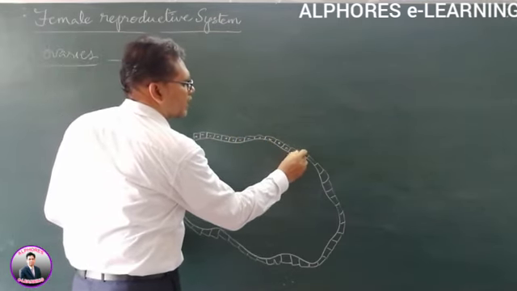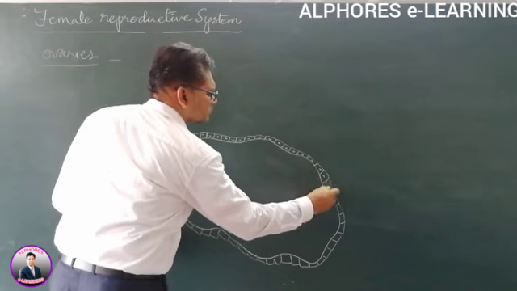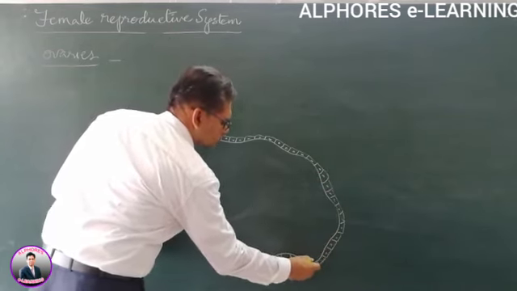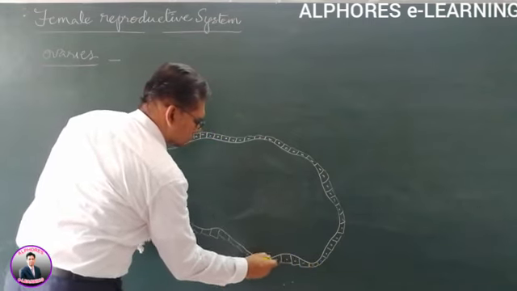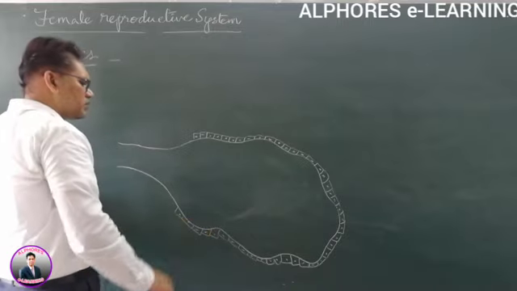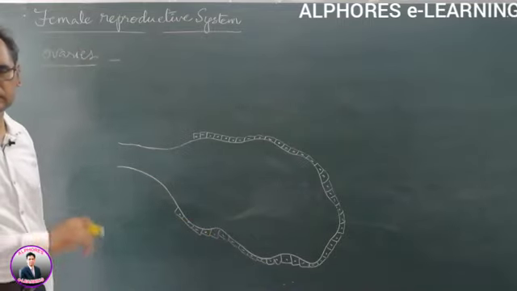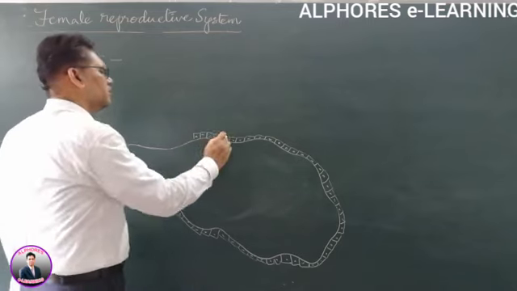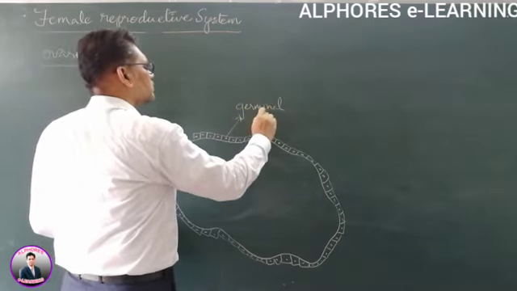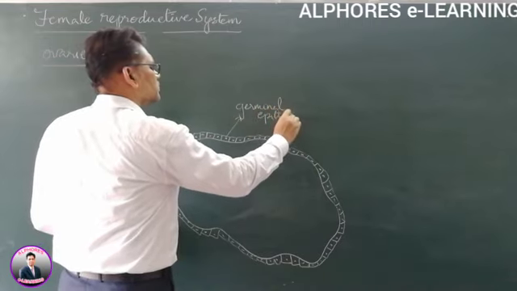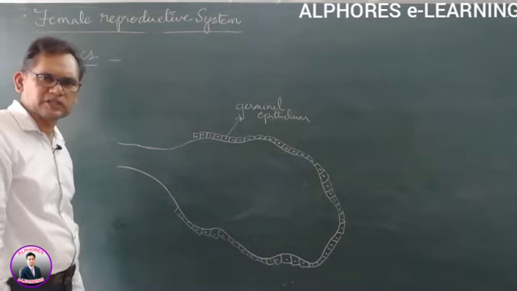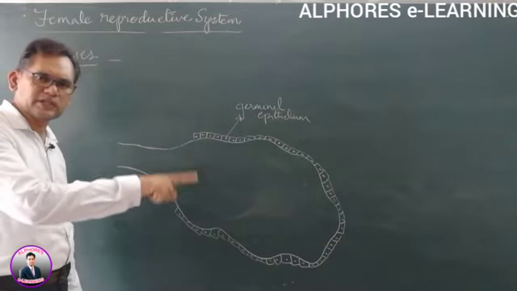Now this is cuboidal epithelium. This is the cuboidal epithelium which forms the germinal epithelium. This is the germinal epithelium, which consists of cube shaped cells present outside the ovary.